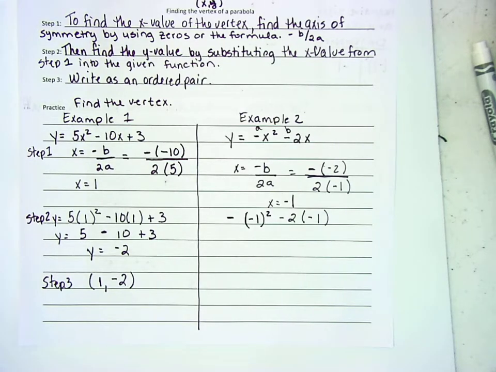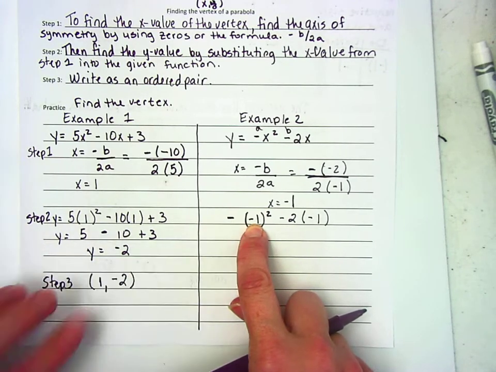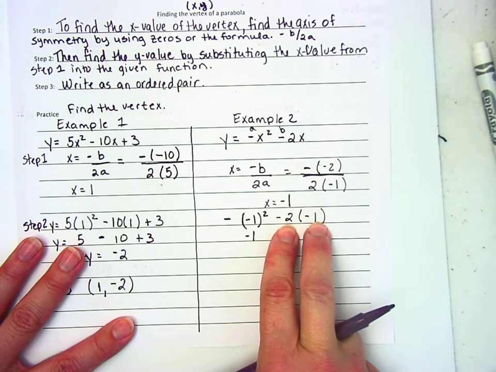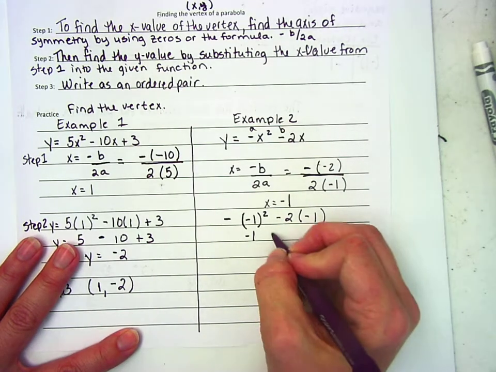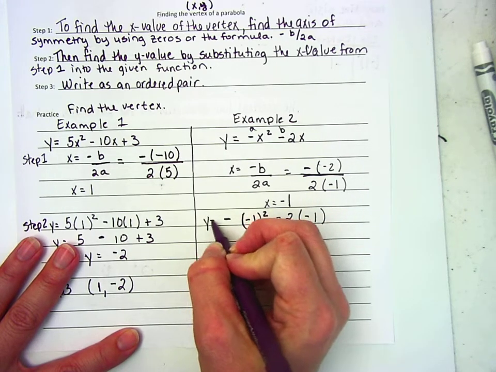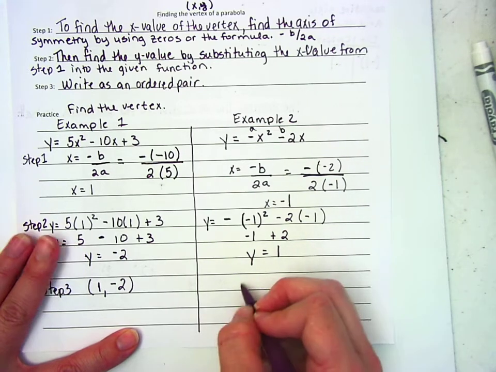What is, in parentheses, negative 1, close parentheses squared? What is that equal? What is it, Violet? 1. So I'm going to get 1 here, and then times another negative sign. That gives me? Negative 2 times negative 1. What is y equal? 1. Last step.